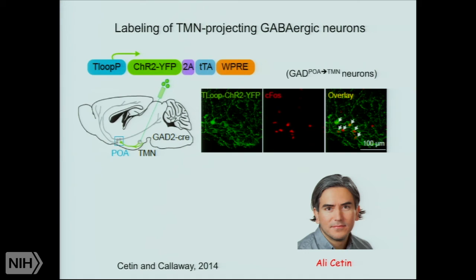So what we did here was to inject the lentivirus in the TMN region, right? This is the target we decided to focus on, so that the virus can travel backwards to the preoptic area. And then this virus expresses channelrhodopsin-YFP in a Cre-dependent manner. So if we inject this into the GAD2-Cre mice, then we can label the GABAergic neurons, the subset of them that projects to the TMN, right? So it has to be cell type, but also projection specific. And then we did cFos staining for sleep active neurons, and you can see a lot of overlap. So that suggests that this strategy might be a useful strategy.